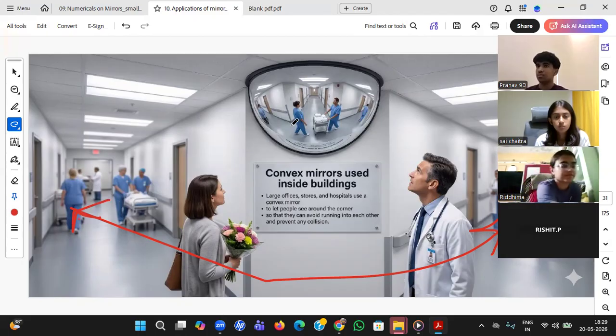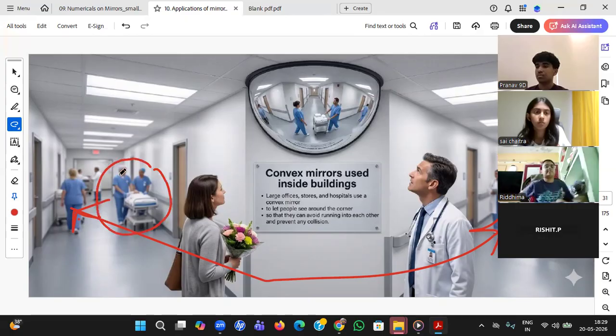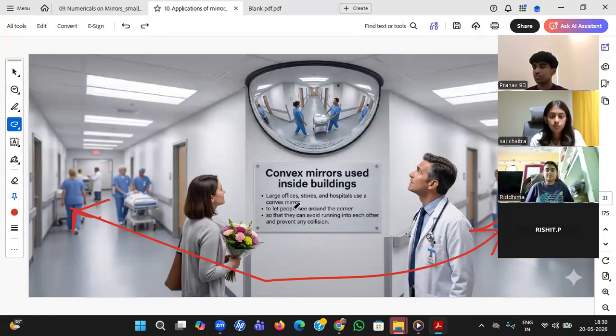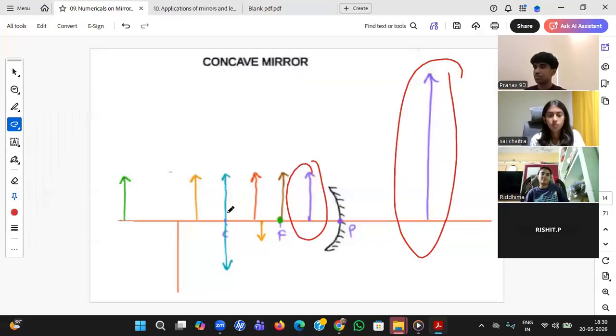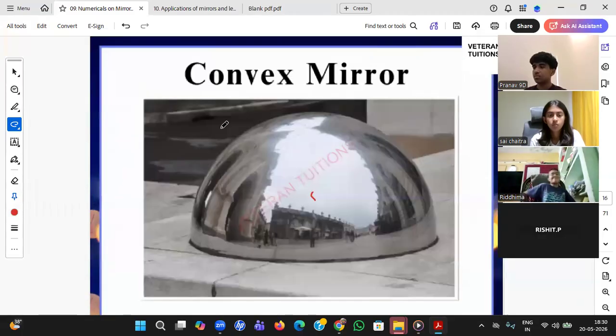मतलब सीधा का सीधा ही चाहिए इनको. He should not get confused that the person is coming in from far. If at all he is seeing an inverted image, again a lot of confusion will happen. So at large offices, stores, especially at road turnings, we want a big area to be seen in a small area, and it should always be virtual. मतलब erect, सीधा का सीधा ही दिखना चाहिए. So at that time, what is the best case? What we have is the convex mirror.